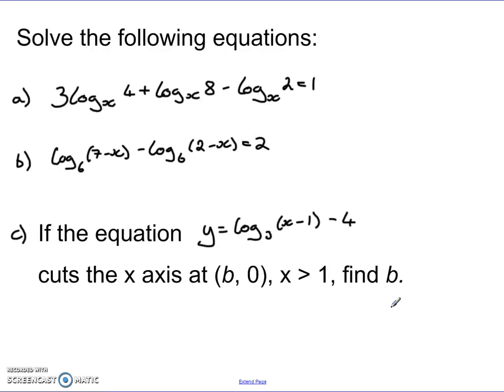So here are the questions. I want you to solve the following three equations. The first one is 3 log to the base x of 4 plus log to the base x of 8 take away log to the base x of 2 equals 1. The second one is log to the base 6 of (7 minus x) take away log to the base 6 of (2 minus x) equals 2. And the third one: if the equation y equals log to the base 3 of (x minus 1) take away 4 cuts the x-axis at the point (b, 0) with x bigger than 1, find b.